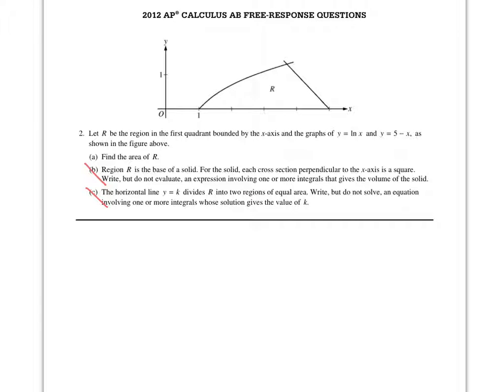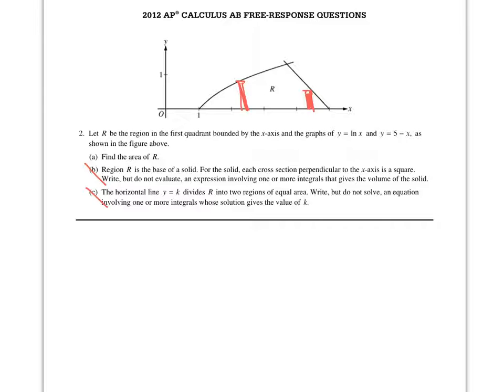Part A is asking for the area of R, and since that is the area between the functions and our x-axis, that will be seen on this 2020 exam. So when looking here, it says let R be the shaded region in the first quadrant bounded by the x-axis and those two graphs, as shown in the figure. Find the area of R.